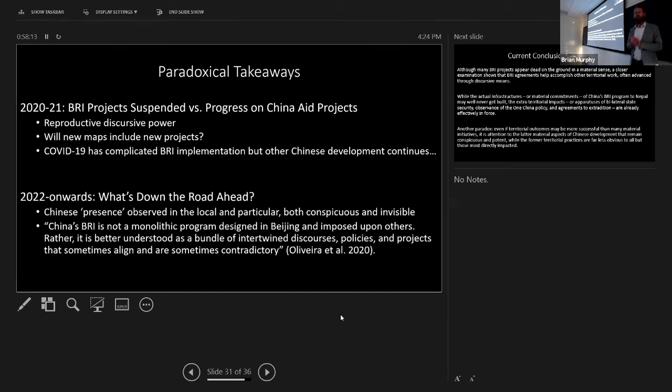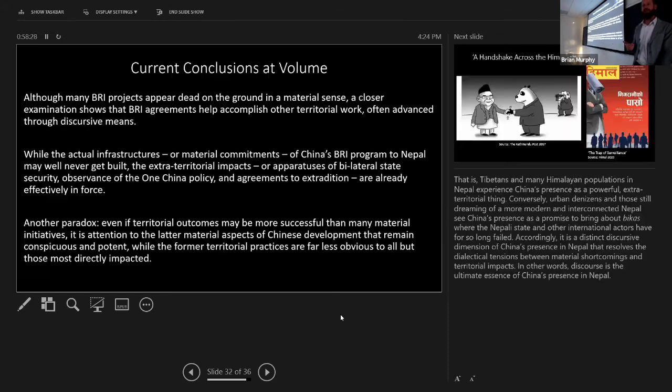As colleagues and I wrote a couple years ago, China's BRI is not a monolithic program designed in Beijing and imposed upon others. Rather, it's better understood as a bundle of intertwined discourses, policies, and projects that sometimes align and are sometimes contradictory. And just to wrap it up here, although many BRI projects appear dead on the ground in a material sense, a closer examination shows that BRI agreements help accomplish other territorial work, often advanced through discursive means. So while the actual infrastructures or material commitments of China's BRI program to Nepal may well never get built, who knows if this railroad is gonna come together, the extraterritorial impacts, or apparatuses of bilateral state security, observance of the One China policy and agreements on extradition, are already very much effectively in force.